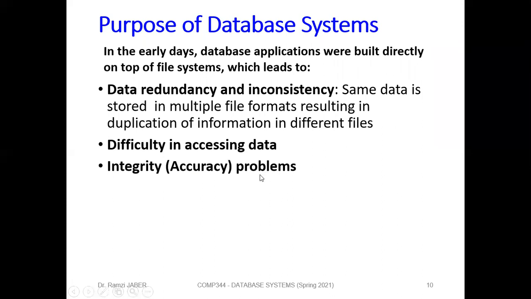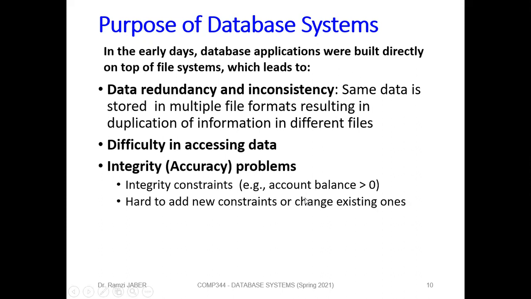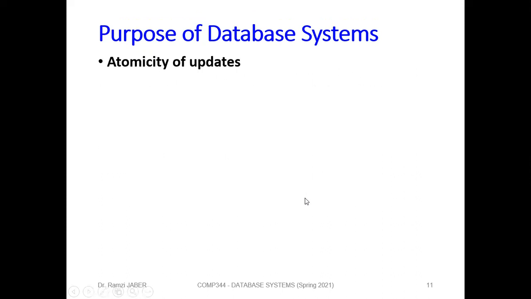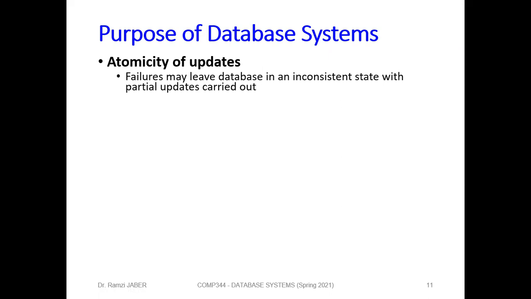As we said before, the data must be saved, retrieved, read, and written in a safe place, with accuracy in saving the information so that the information does not change. Also, when you update any field or any record in the database, failures may leave the database in an inconsistent state with a partial update carried out.